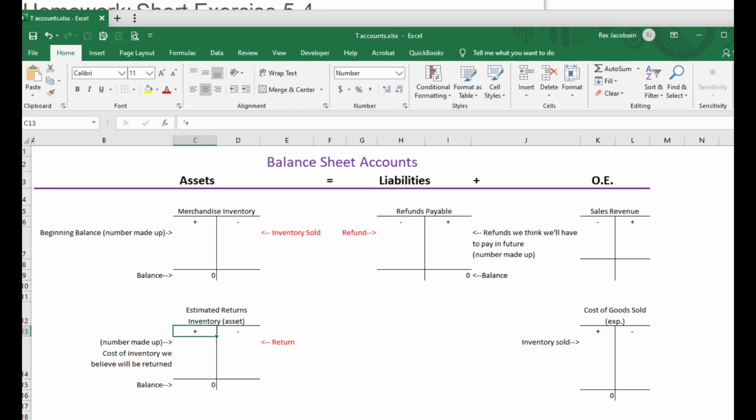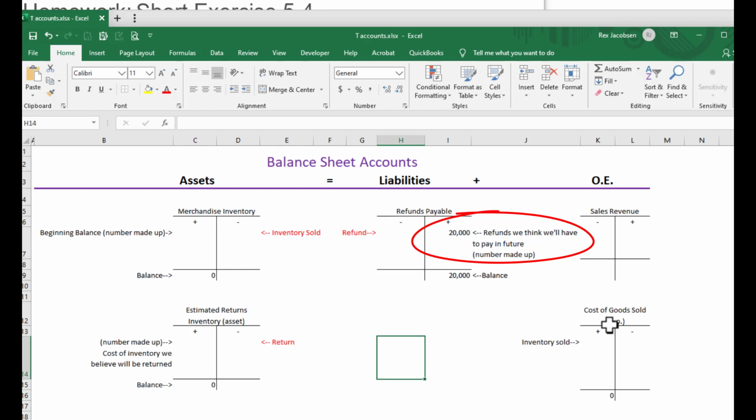First, let's assume at the end of the previous accounting period, the company estimated that they would have to refund $20,000. So they increased the refunds payable by $20,000. This means the company thinks in the future they'll have to pay $20,000 to customers as refunds when the customers return products. Remember, I'm just making up this $20,000 number. It does not come from the problem, but the problem is assuming that there is a number there.